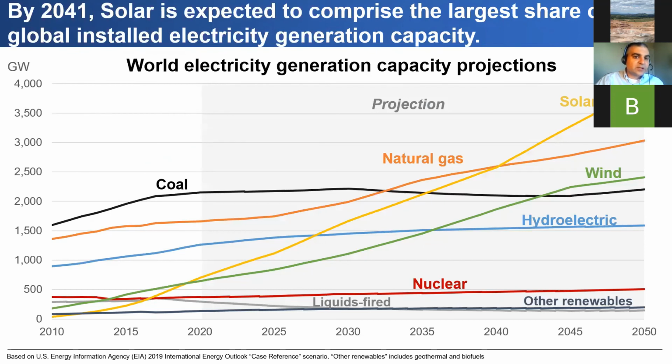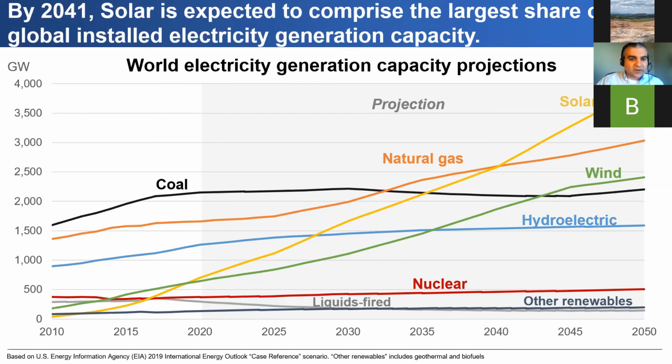The first thing we need to do is really look at what the demand numbers might look like in the future. So one of the bigger transitions that's obviously going on is the transition to renewable energy technologies, right? So this is information from the US Energy Information Agency from 2019, looking at world electricity generation capacity projections up to 2050 globally, right? So these are global numbers.